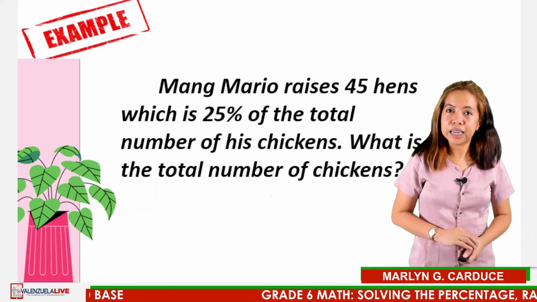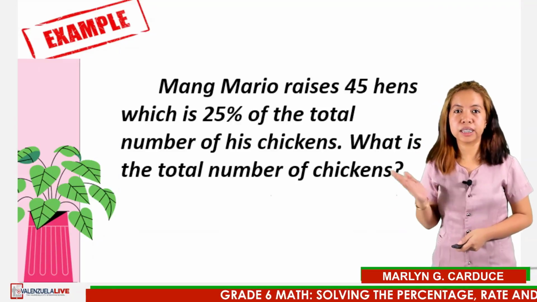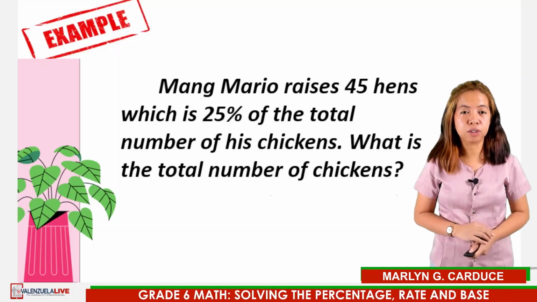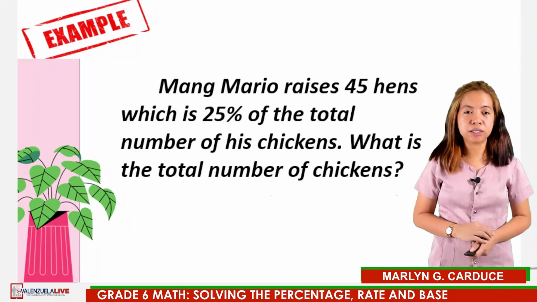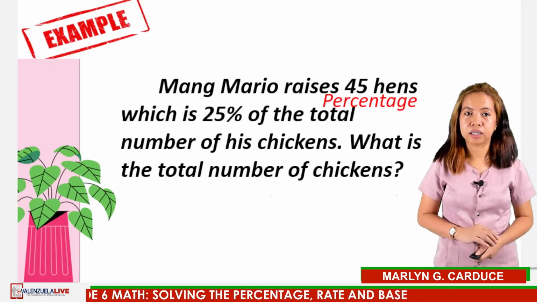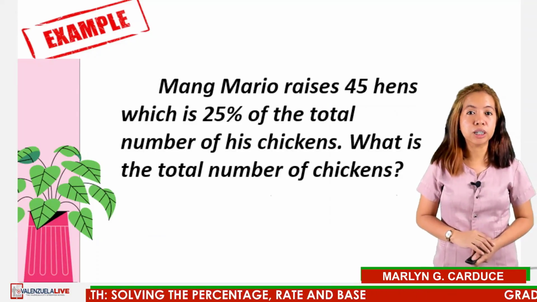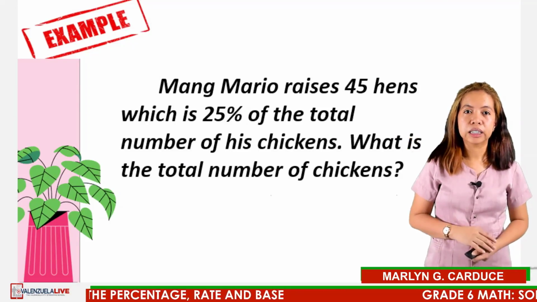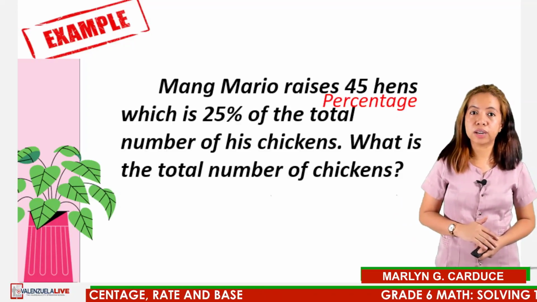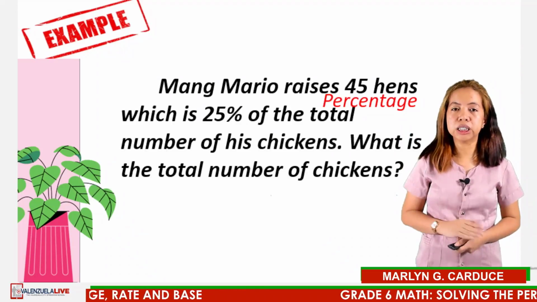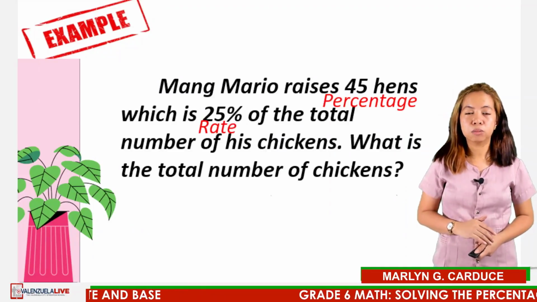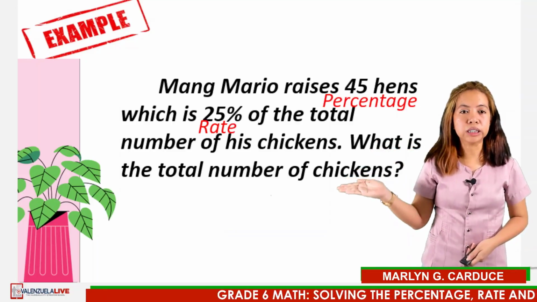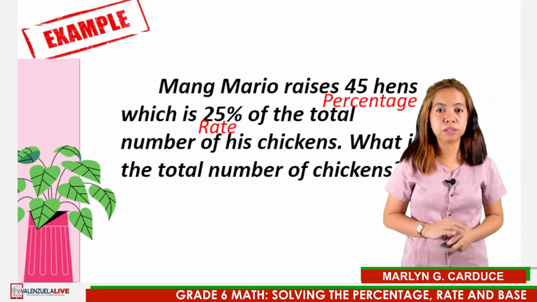So let's try example number 3. So here it is. Mang Mario raises 45 hens, which is 25% of the total number of his chickens. What is the total number of chickens? So in this problem, we are looking for the total number of chickens. And also, the givens in this problem are 45 hens, which is our percentage, and 25%, which will be our rate. Since we are looking for the total number of chickens, therefore, we are looking for the base.